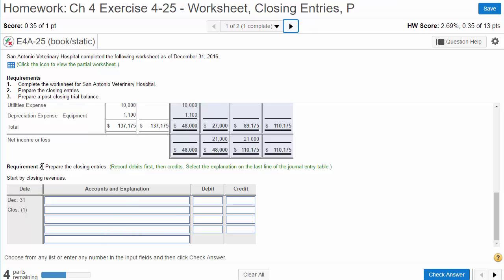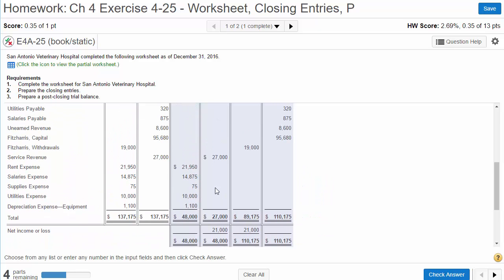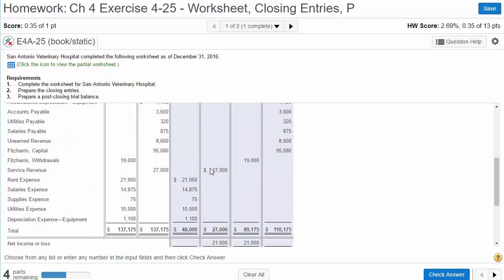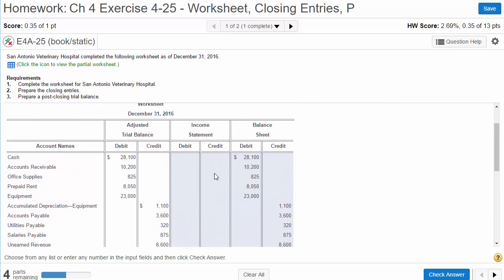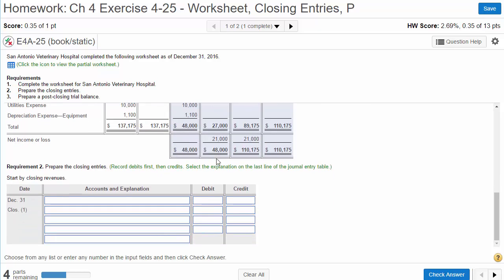But My Accounting Lab is nice to you. They remind you what is going to be closed first. So they tell us to start closing the revenues. So we look up here, and since I'm looking for revenue, I'm going to concentrate on the income statement columns. So here's our revenue, 27,000. So how do I close this? Notice this revenue has a credit balance. So to close that to 0, I need to debit the account.